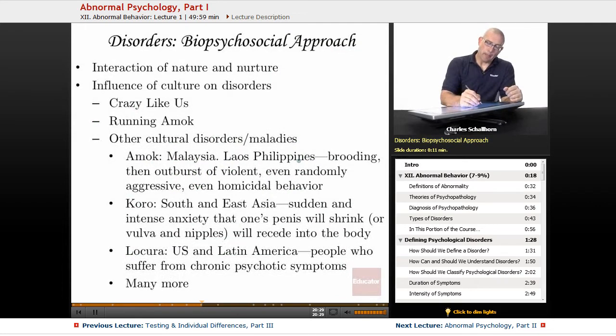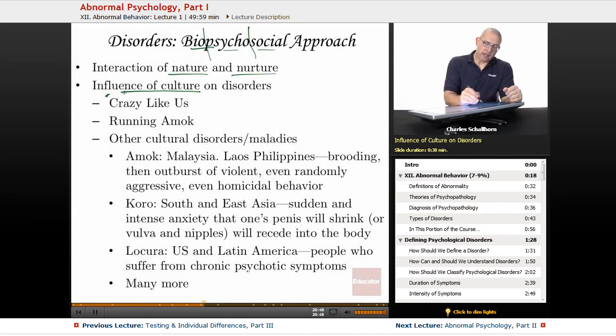Disorders, the biopsychosocial approach. So this combines three different approaches: the biological, the psychological, and the social approach. It's the interaction of nature and nurture, so it's not just biology. It looks at the influence of culture on disorders.